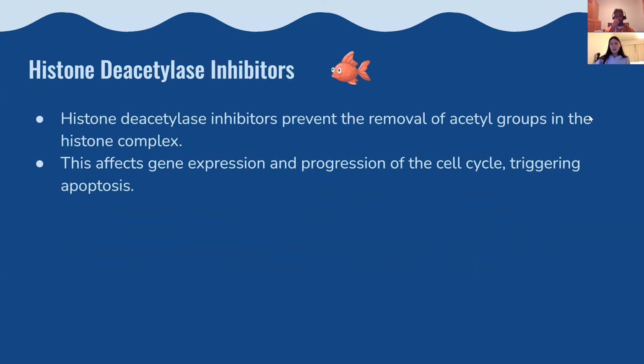Then we've got histone deacetylase inhibitors. These just prevent the removal of acetyl groups in the histone complex. This affects gene expression and the progression of the cell cycle, which causes the cells to trigger apoptosis.